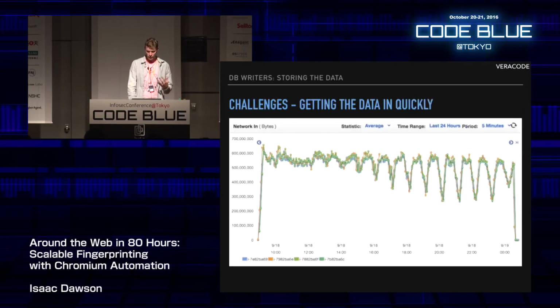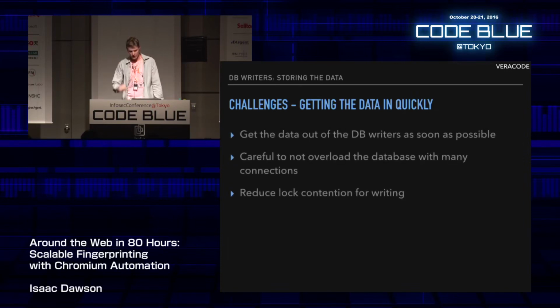So write throughput was really important. I don't know if you can see, this is the network traffic coming into my 4 database writers. That's about 650 megabytes to 400 megabytes per second to 4 database writers, so about 2 terabytes of data coming in. I need to get this out of my writers as quickly as possible, otherwise they're going to crash. Getting this out was very important, but I also needed to be careful not to overload the database with too many connections. And I also had to reduce lock contention so these writers weren't all trying to write at the same time.